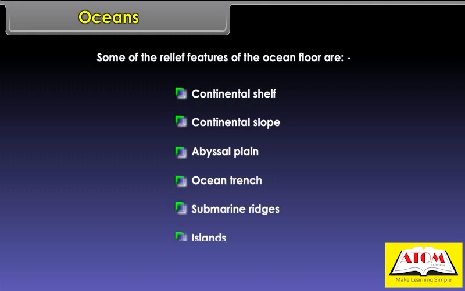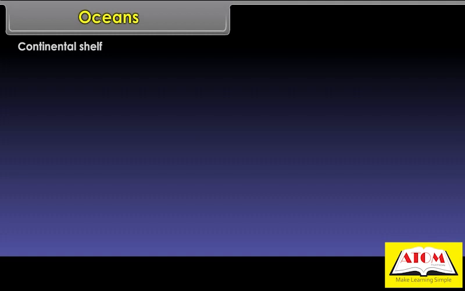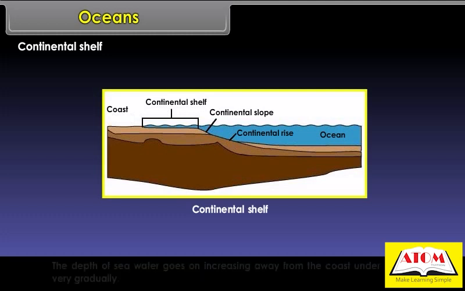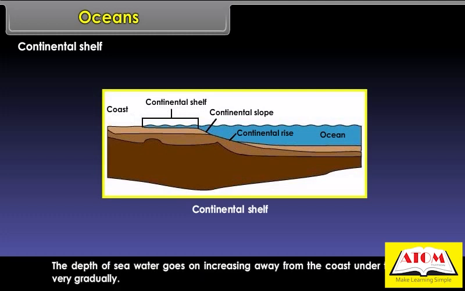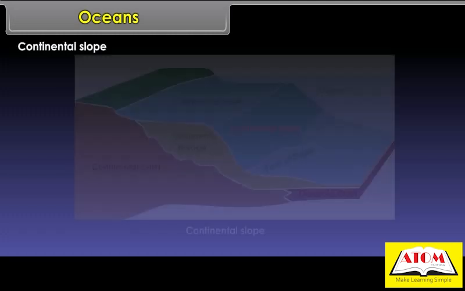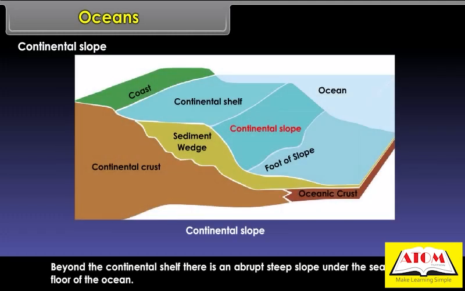Continental shelf. From the coast towards the open sea, there is a stretch of shallow sea. The depth of sea water goes on increasing away from the coast under the sea very gradually. This part of the ocean is called continental shelf. Continental slope. Beyond the continental shelf, there is an abrupt, steep slope under the sea till the floor of the ocean. This part of the ocean is called continental slope.